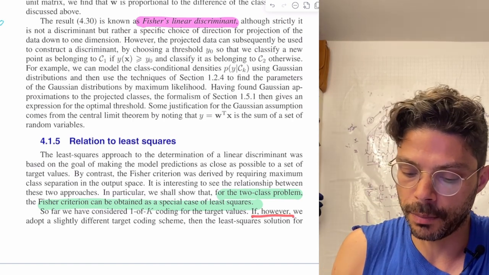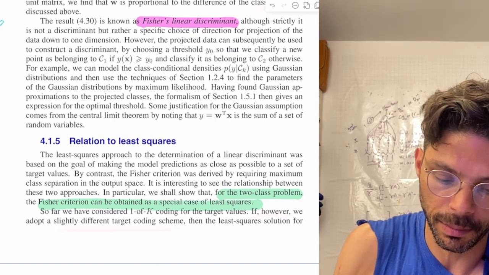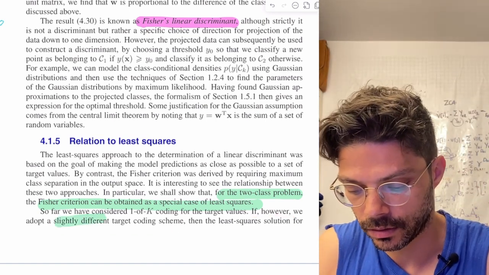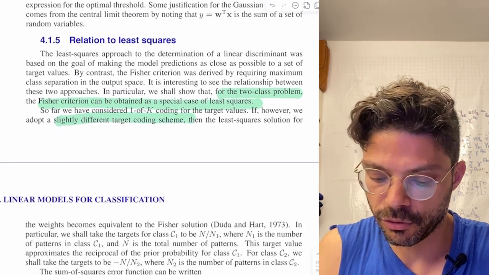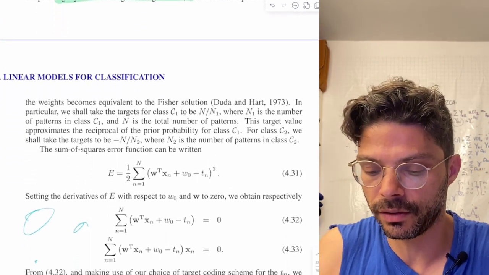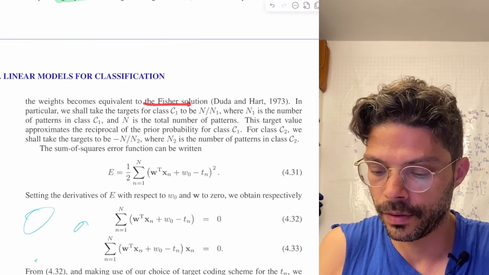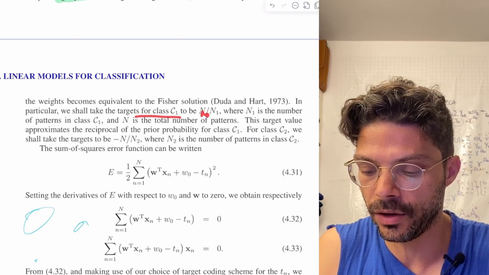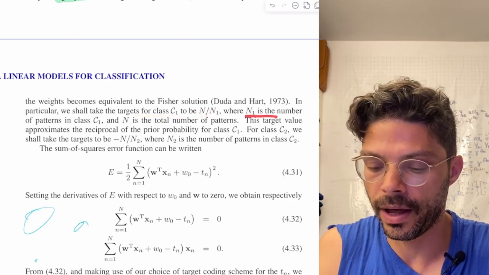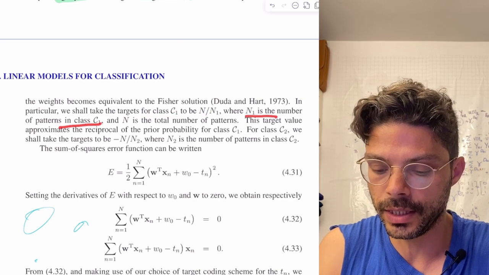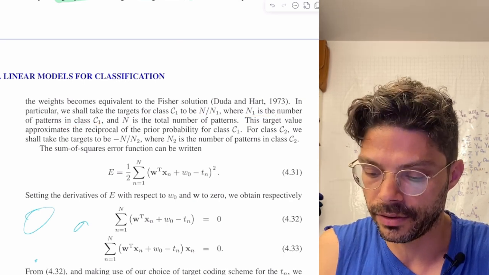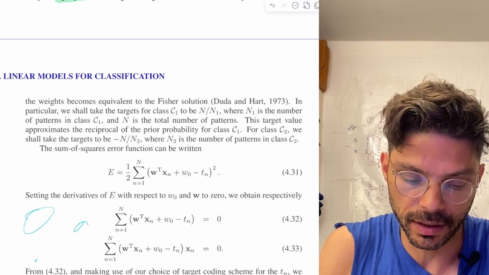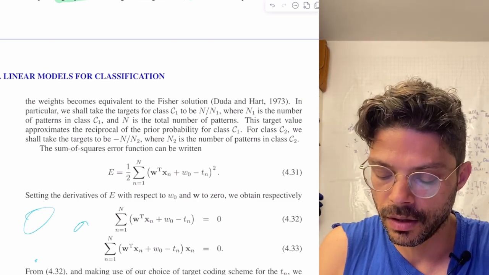If, however, we adopt a slightly different target coding scheme, which is going to be important, then the least squares solution for the weights becomes equivalent to the Fisher solution. In particular, we shall take the targets for class C1 to be N over N1, where N1 is the number of patterns in class C1, and N is the total number of patterns.